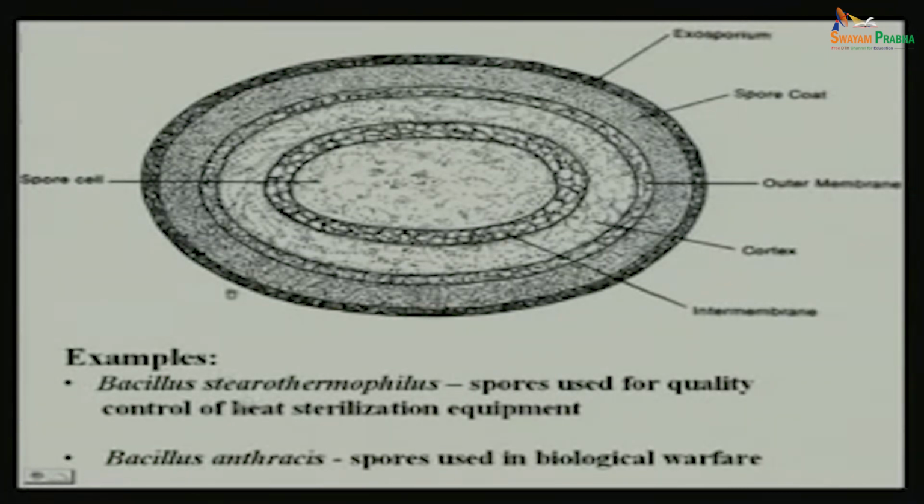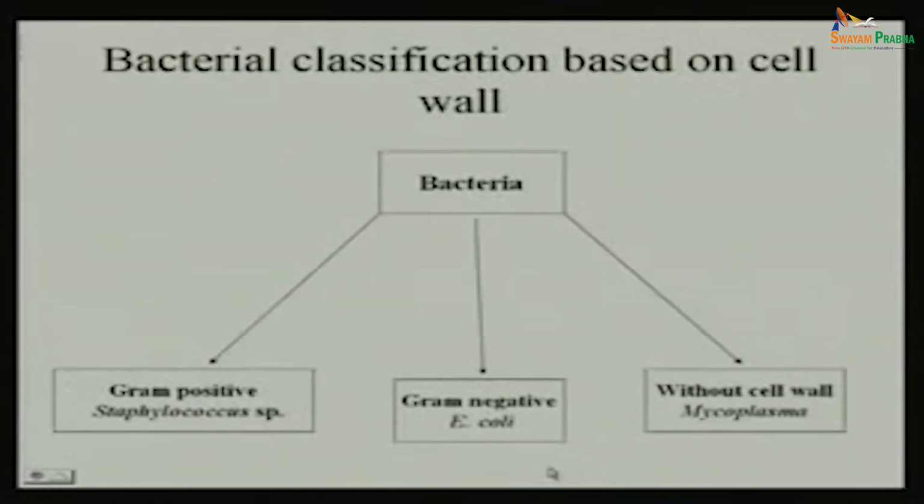Now, some of the examples of these spores are Bacillus stearothermophilus. It is the spore used for the quality control of heat sterilization equipment. Bacillus anthracis, that is the spore used for biological warfare.